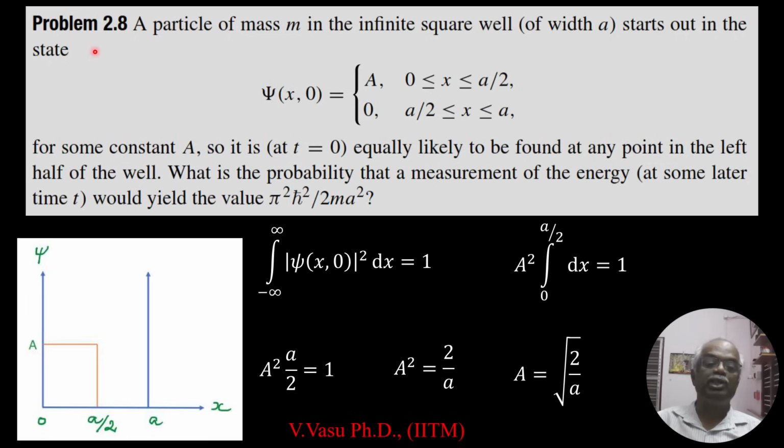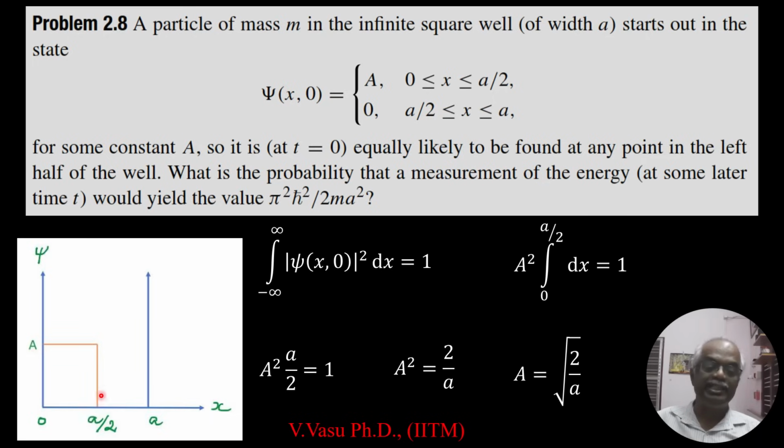Today we are going to solve two problems, that is problem 2.8 and problem 2.9 of Griffiths third edition, Introduction to Quantum Mechanics. Problem 2.8: a particle of mass m in the infinite square well starts out in the state psi of x and 0 is equal to A, for x between 0 and a by 2, and it is 0 between a by 2 and a.